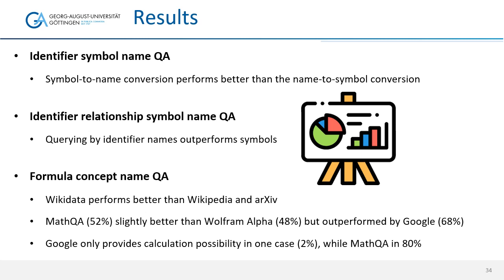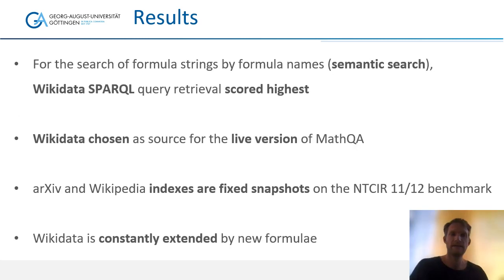MathQA with 52% performs slightly better than Wolfram Alpha with 48%, but is outperformed by Google with 68%. Google only provides calculation possibilities in one case, 2%, while MathQA in 80%. In the identifier name and symbol index evaluations, Wikidata outperformed Wikipedia and the archive as source in terms of both top 1 accuracy and discounted cumulative gain.